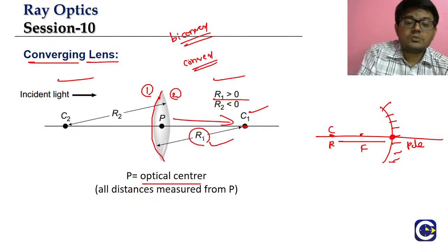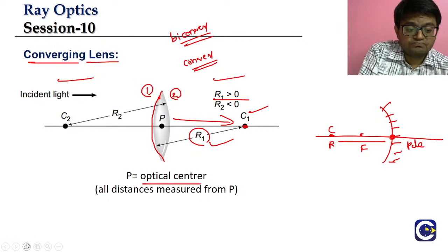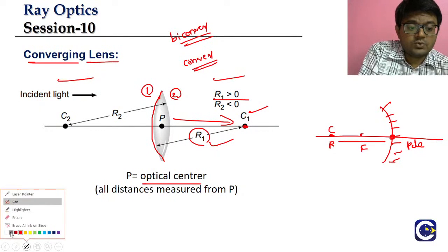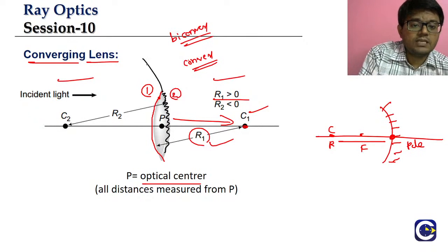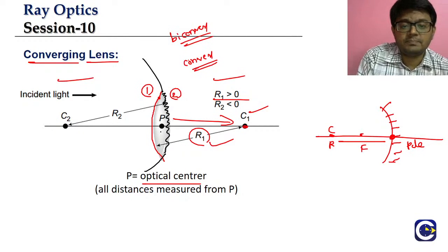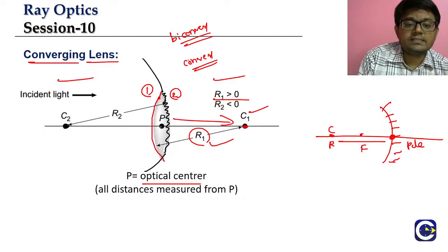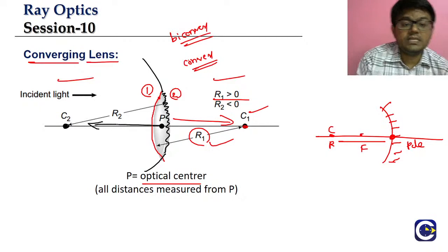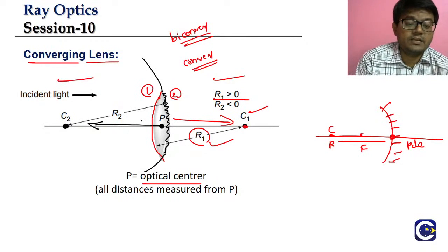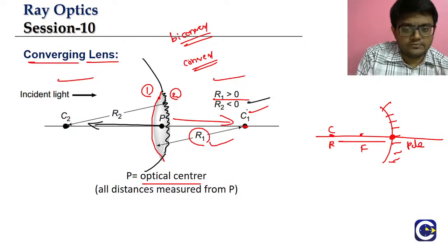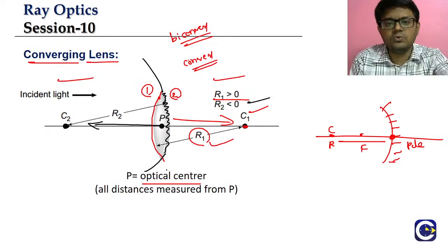Whereas when it comes to the refracting surface 2, look at this. This is the refracting surface 2. Think about the sphere of which this is made up. Where is the center of curvature? It is here. This distance we are measuring to the left side, which means we are measuring in the direction opposite to the direction of the incident ray. That is why it will be taken as negative.